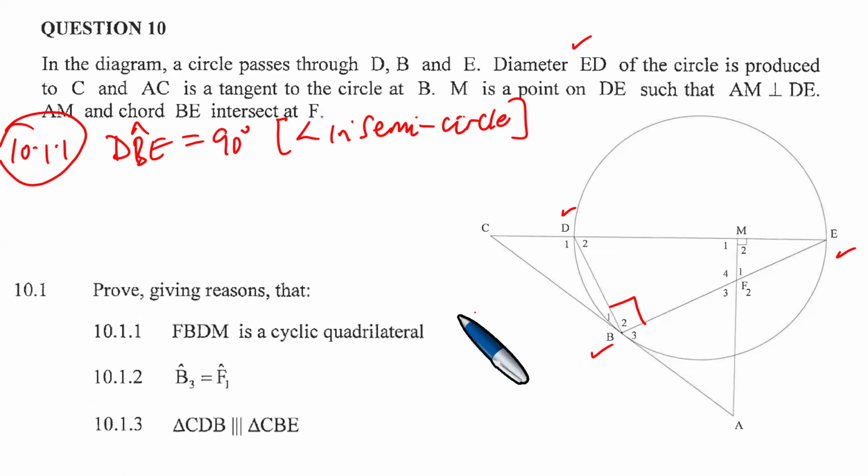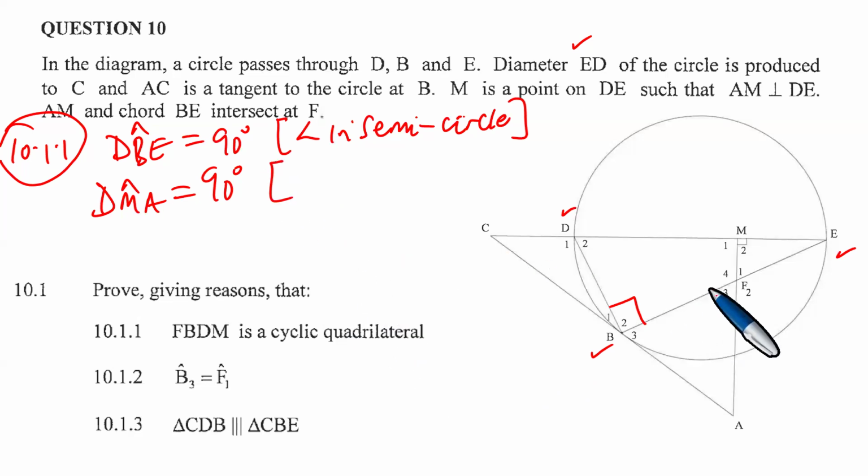But now angle DMA, call it that. The angle DMA is equal to 90 degrees. Why is angle DMA equal to 90 degrees? It is 90 degrees because of the fact that AM is perpendicular to what? To DE. AM is perpendicular to DE.